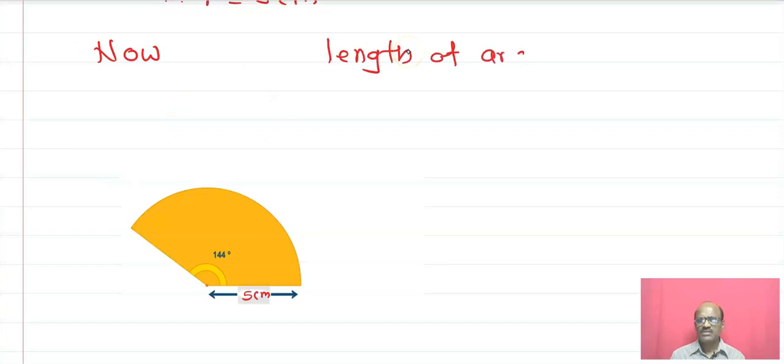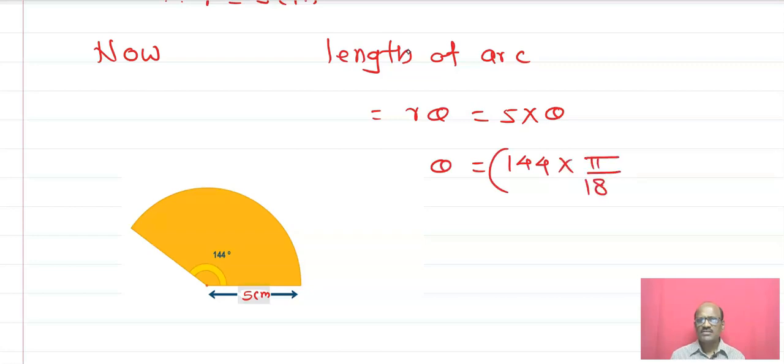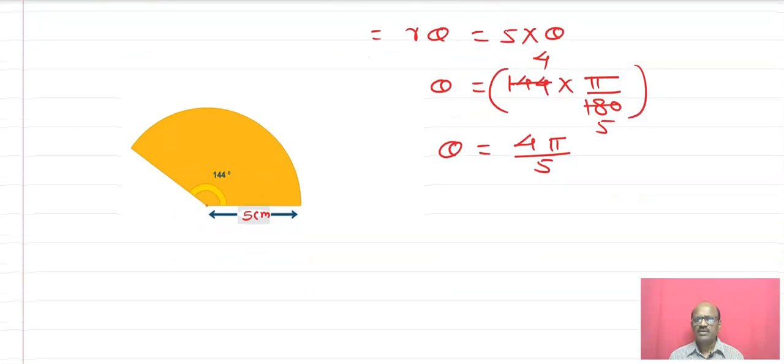Now see this, the sector: the angle is 144° and the radius is 5 centimeter. Length of arc is equal to rθ. Here the value of θ is in radian. That is 144 into π upon 180, that is 4π by 5.